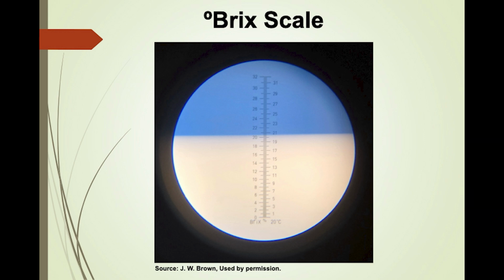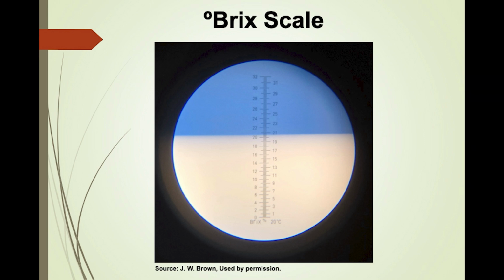In this case, when we read the scale, we're able to read approximately 20.5 degrees Brix in the solution, or 20.5% total soluble solids. Notice at the bottom of the scale is written degrees Brix, 20 degrees centigrade. 20 degrees centigrade is 68 degrees Fahrenheit. The Brix scale is calibrated to accurately measure total soluble solids at 68 degrees Fahrenheit.